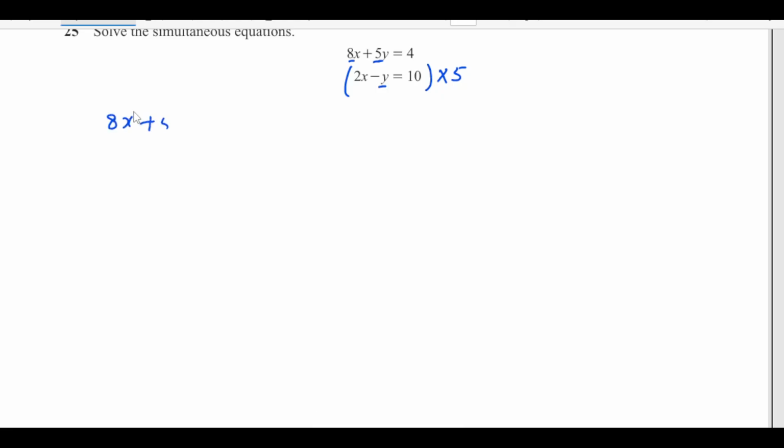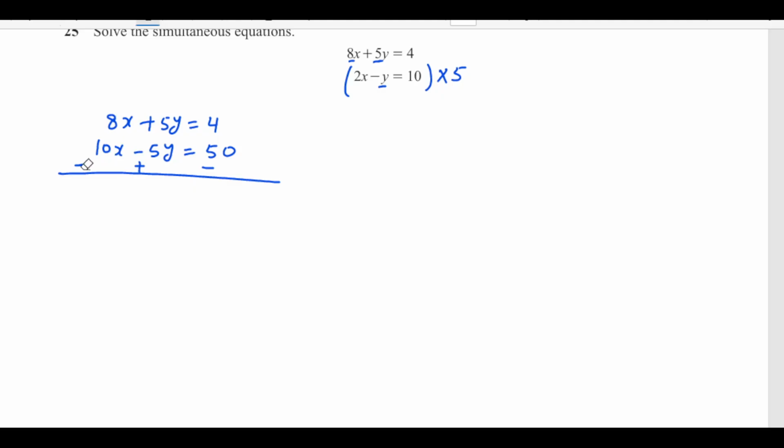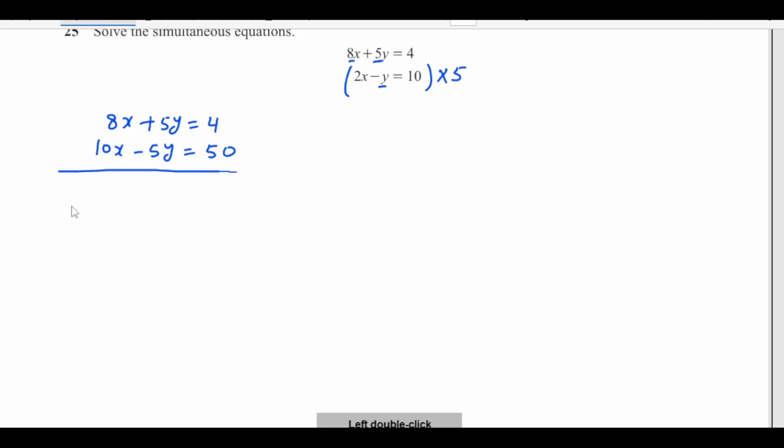8x plus 5y equals 4. Then when you multiply, this becomes 10x minus 5y equals 50, right. So now change the signs of the lower equation, because we are subtracting, there is no need to subtract, we can just add. Now see here, the signs are different, so we need to add to cancel this.